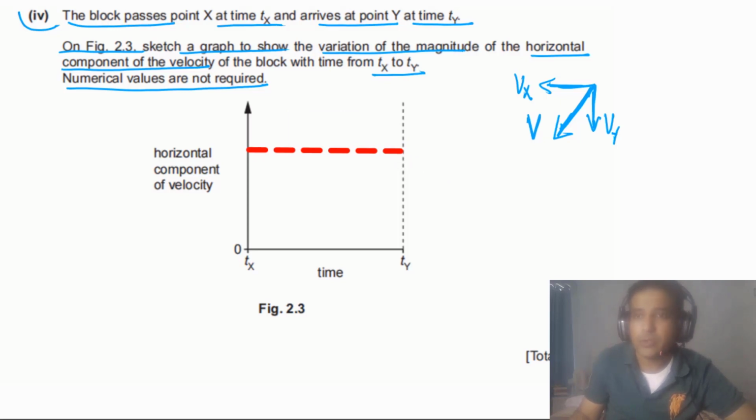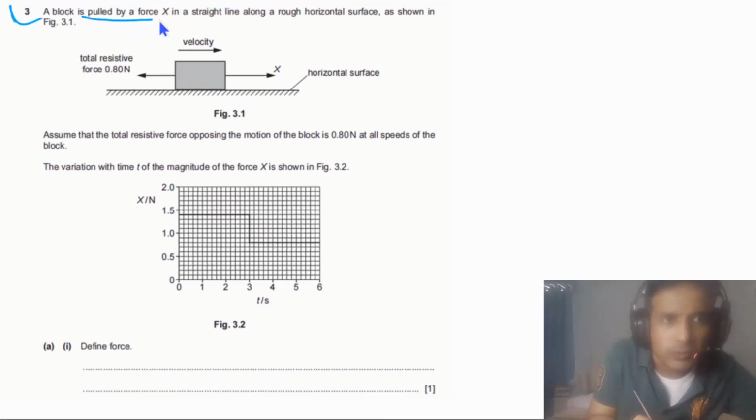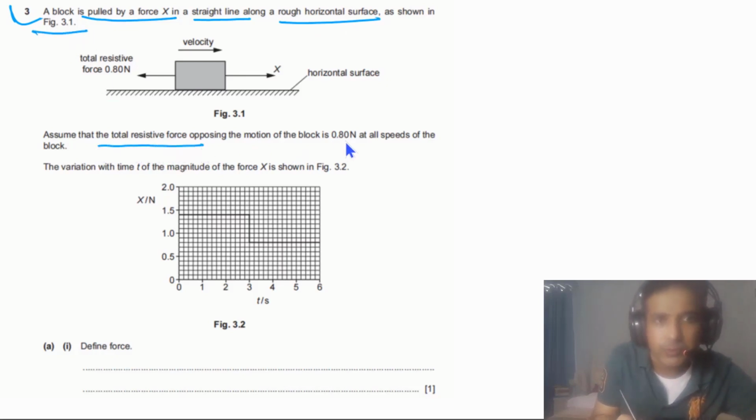If you draw this horizontal line, you will get 1 mark. Question 3 says a block is pulled by a force X in a straight line along a rough horizontal surface as shown in figure 3.1. Assume that the total resistive force opposing the motion of the block is 0.80 N at all speeds of the block. The variation with time t of the magnitude of the force X is shown in figure 3.2.